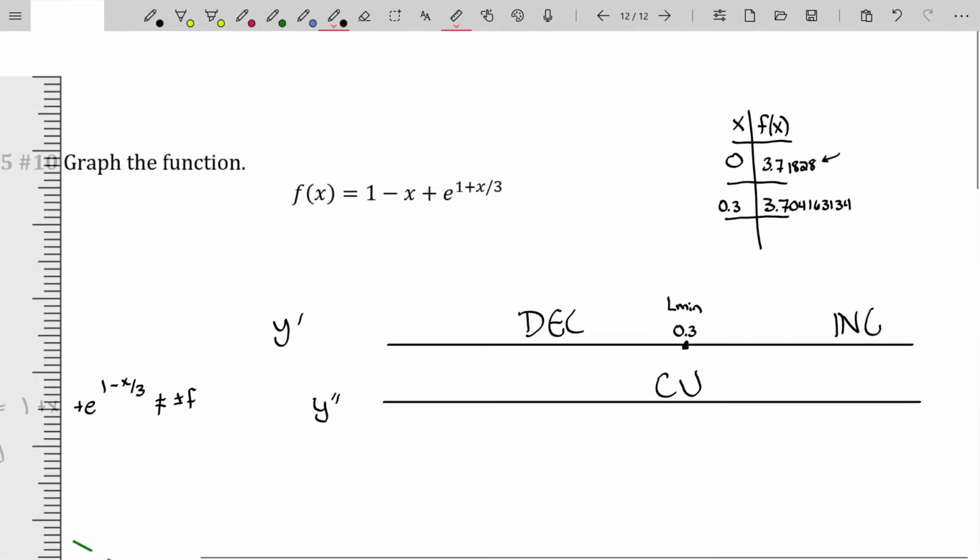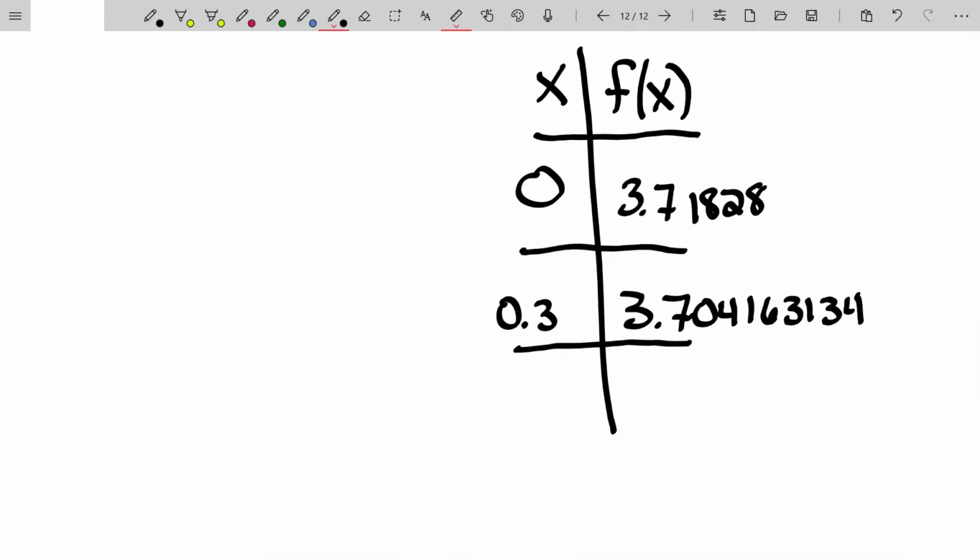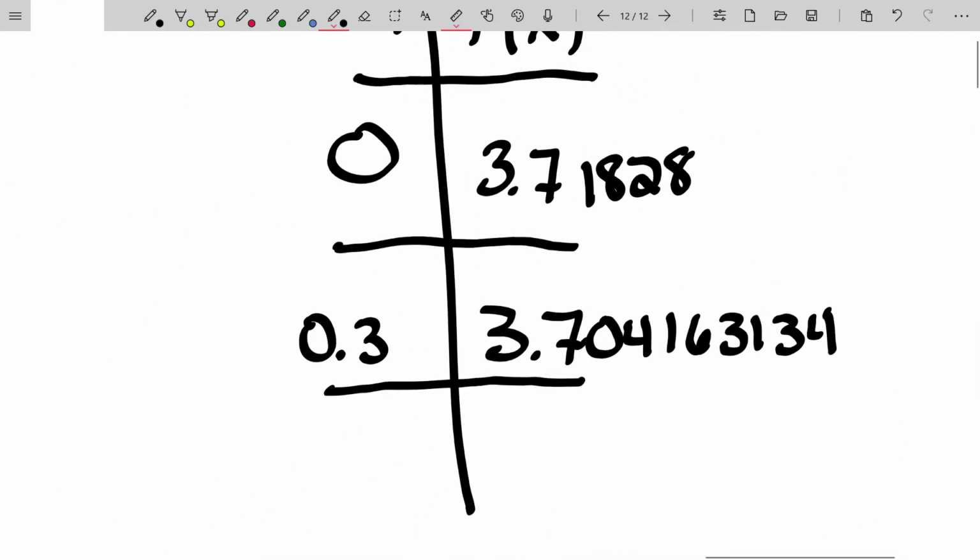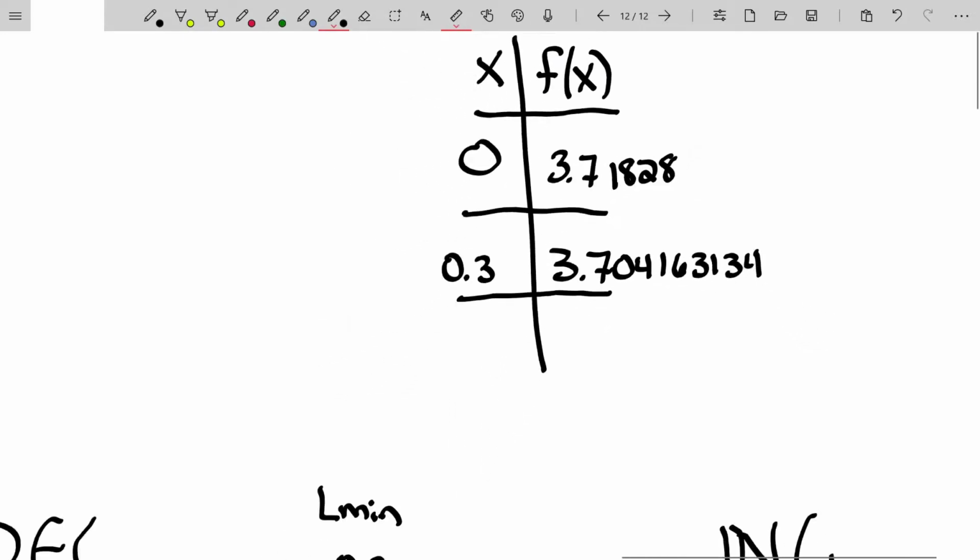I didn't see it until I started labeling, but our y-intercept and that local minimum had the same value, right? 3.7. So I had to expand those digits a little bit. The y-intercept occurs at 3.71828 and a bunch of other numbers after that. And the local minimum occurs at 0.3, 3.704 and some numbers after that. That is definitely lower than 3.718, but not too much lower, right?